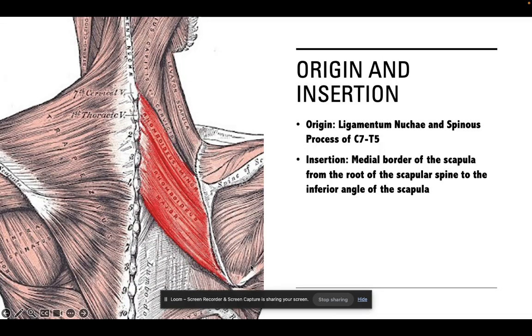So, it connects to the ligamentum nuchae and the spinous processes. It also connects to quite a few vertebrae in the spinal column, C7 through T5, so really about 6 different vertebrae. Then it inserts around the medial border of the scapula, from the root of the scapular spine all the way down to the inferior angle. And that's going to play an important part in the actions of the rhomboids.